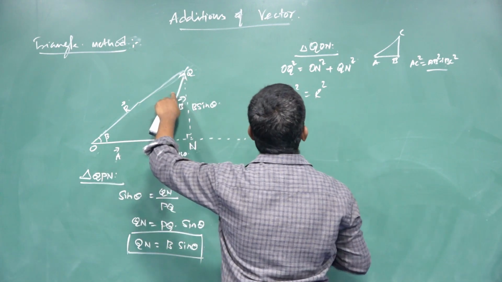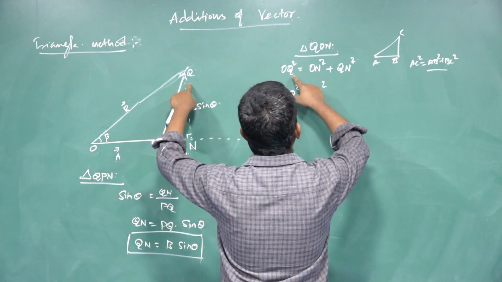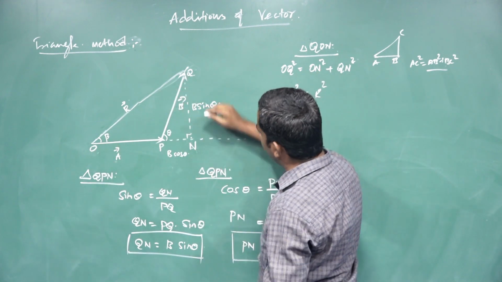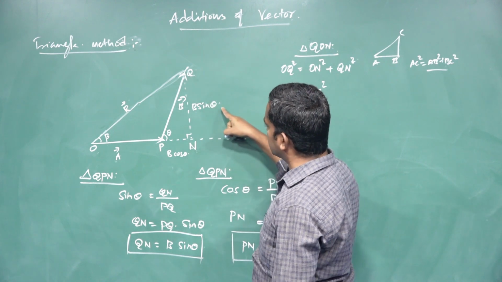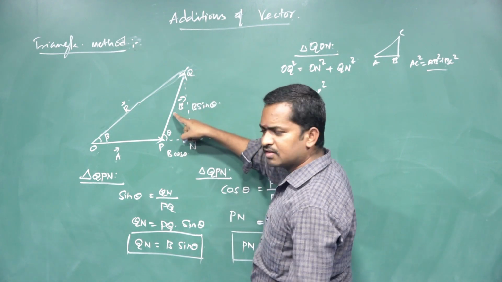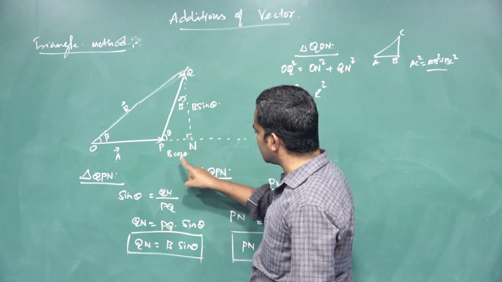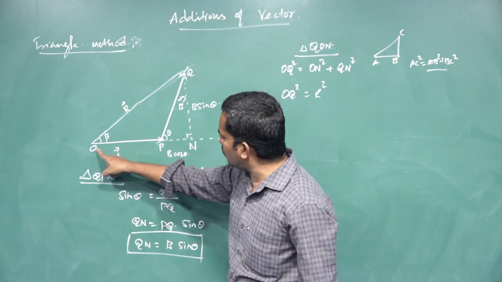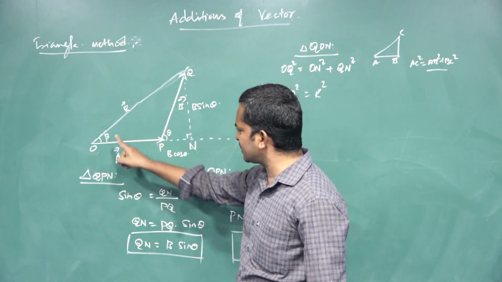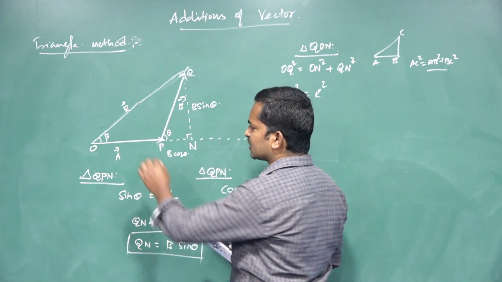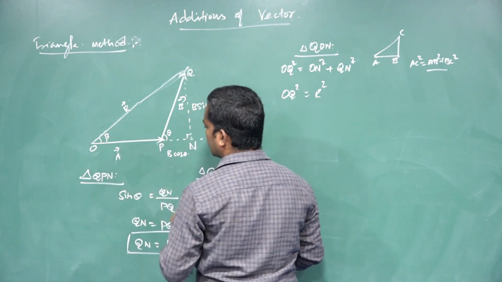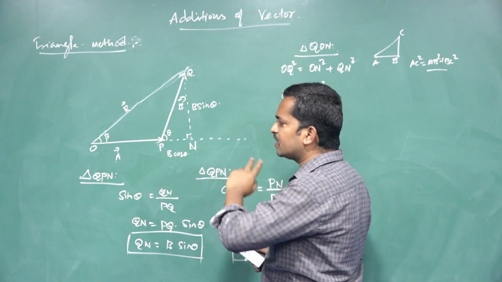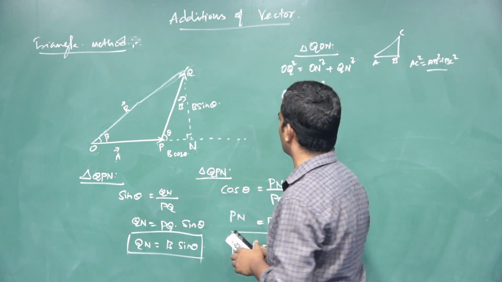OQ square is equal to ON square plus QN square. You know well, QN is B sin theta, PQ is the B vector, PN is B cos theta, OP is the A vector, OQ is the R vector. Beta is the angle between the resultant vector and the A vector. Theta is the angle between the A vector and the B vector. It is a very important one.